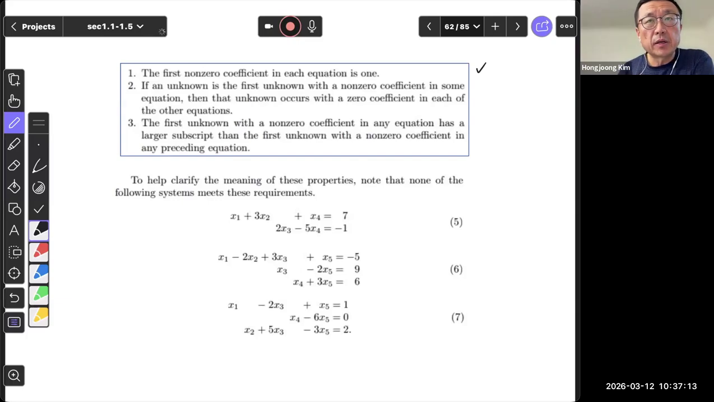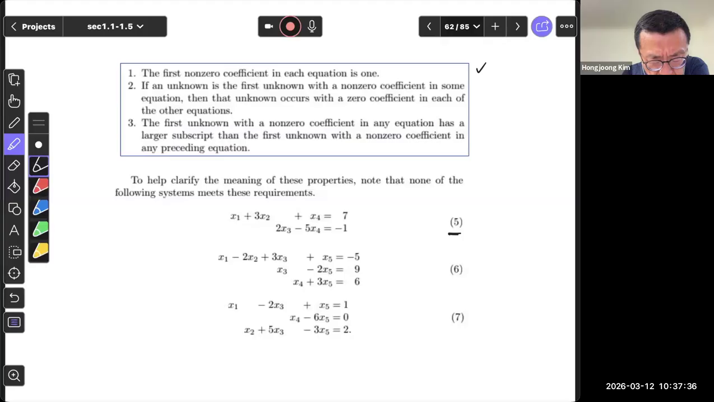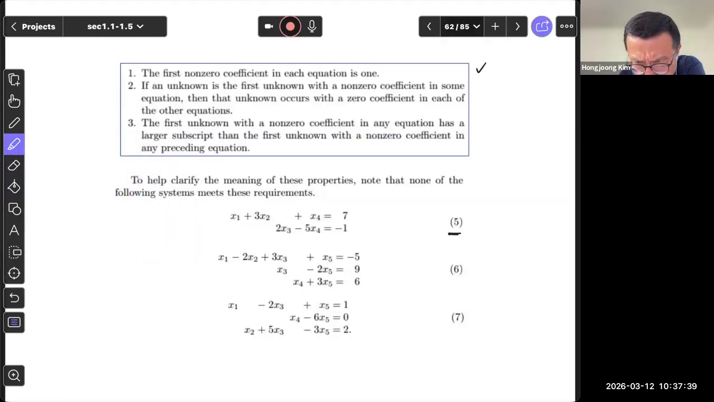In system 5, the system does not satisfy the requirements because the coefficient of x3 in the second equation is 2. So that's not what we want. In system 6, x3 appears in two equations, even though x3 is the first unknown in the second equation.